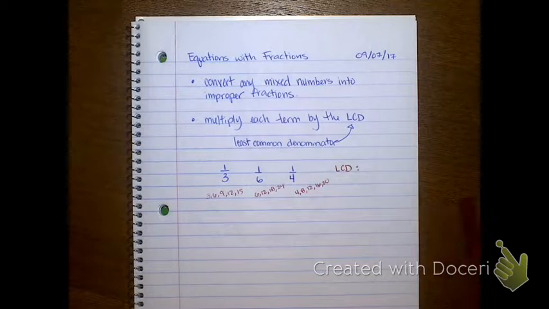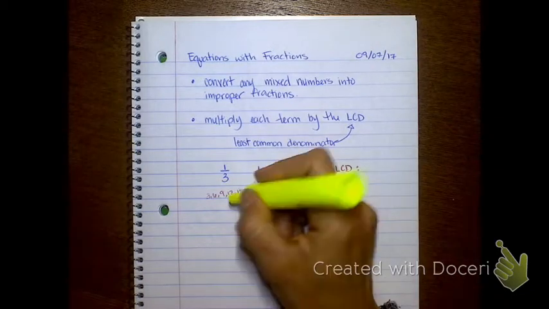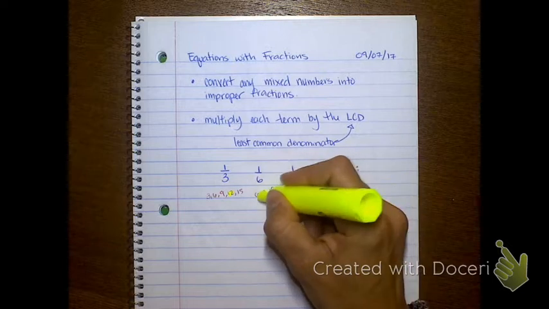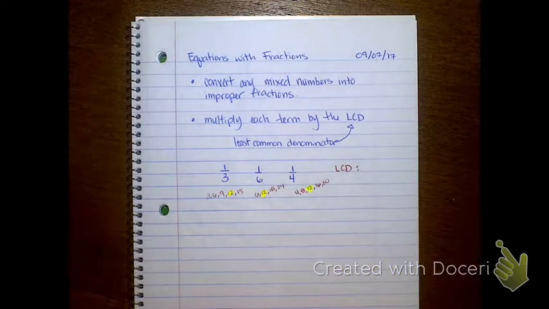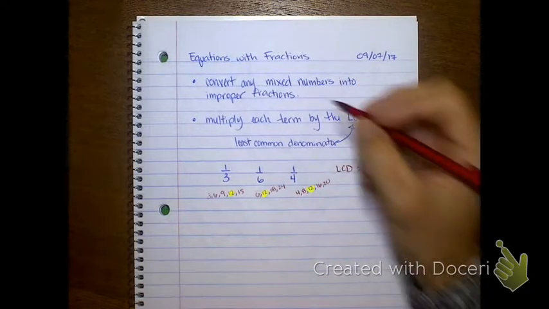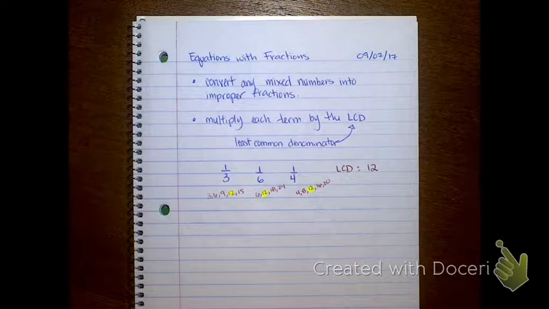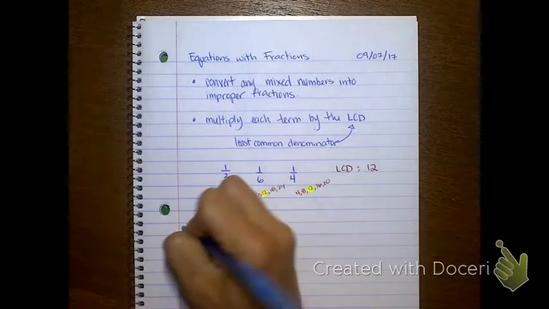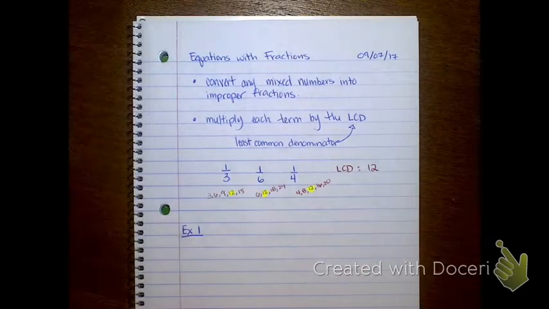What's the first multiple that they all have in common? 12. This one has 12, this one has 12, this one has 12, right? So that's how I find the least common denominator, okay? So the least common denominator is going to be 12 for these. Now what I'm doing today is taking my equation and multiplying each term by whatever I decide is the least common denominator. I'm going to show you an example right now. The reason I want to do this is because it will make the equation not have fractions anymore.